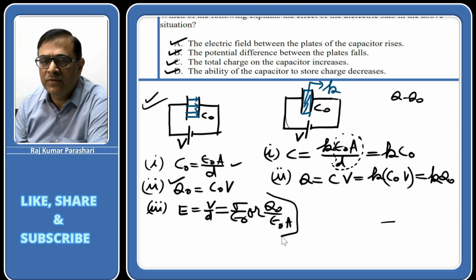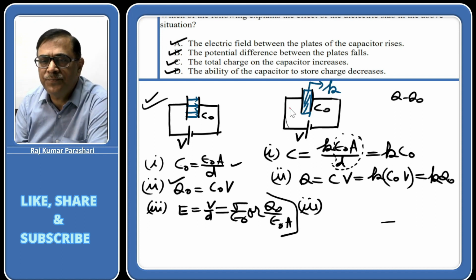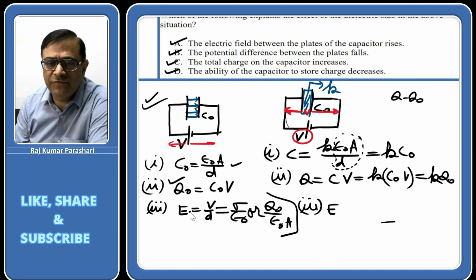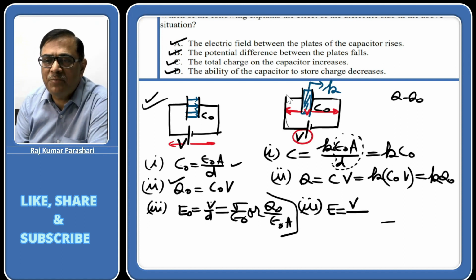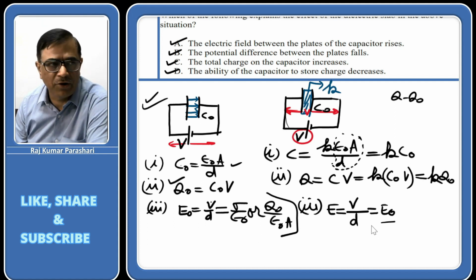Now the third point, the potential difference across the capacitor. The potential difference across the capacitor is maintained by this battery. So the electric field, the new value of electric field E, let's put this to be E naught, is equal to V upon D. The value of V has not changed, and the separation between the parallel plates D has not changed, and that is why this value E is the same as the original electric field E naught.